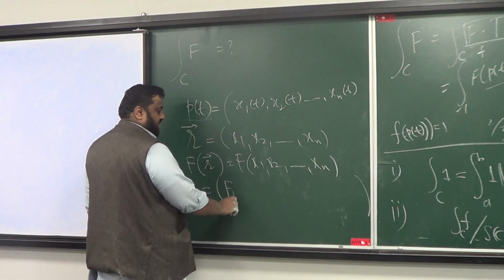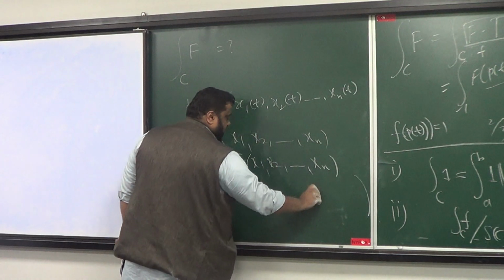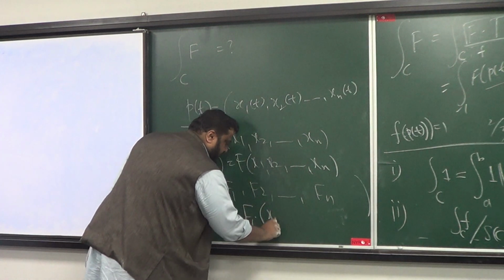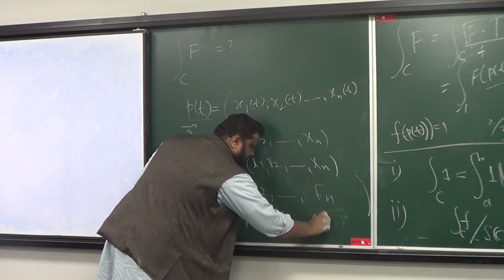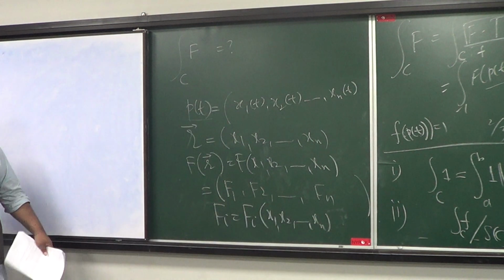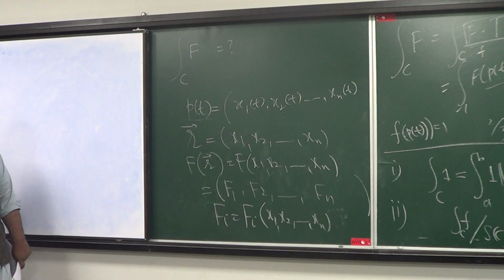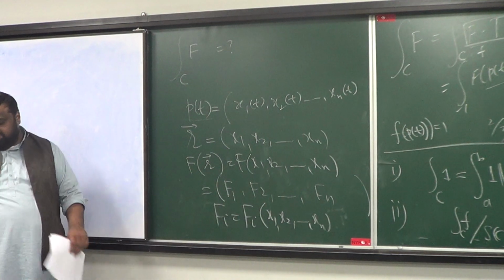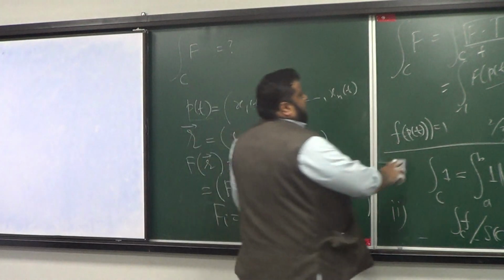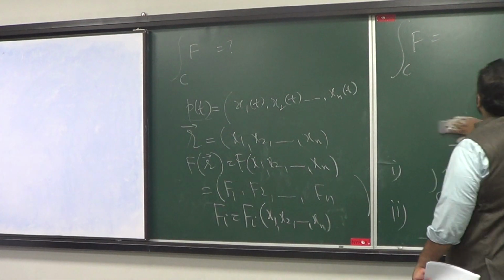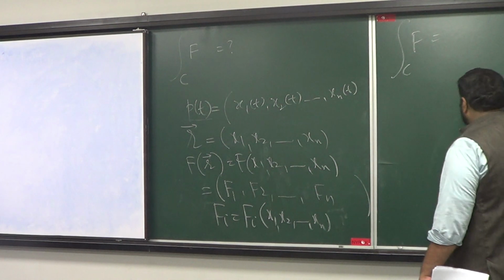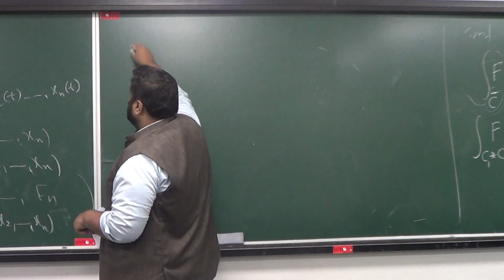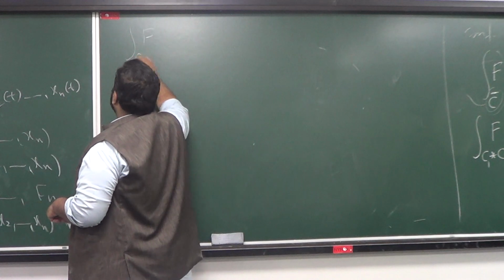So f1, and f2, and fn, where each of these fi is a function of x1, x2, and xn. So each of these functions is f1, f2. Now let's think of that function. Okay, so we have this notation, and what I would like to do is write f with c.